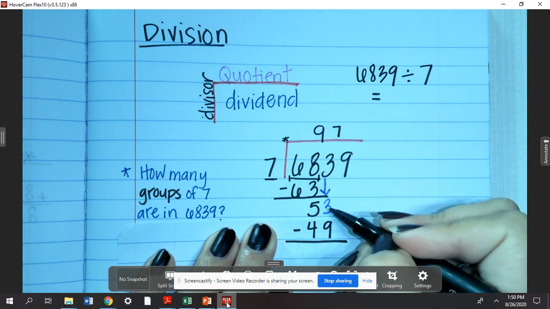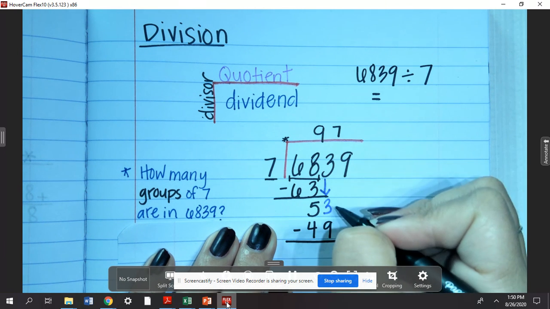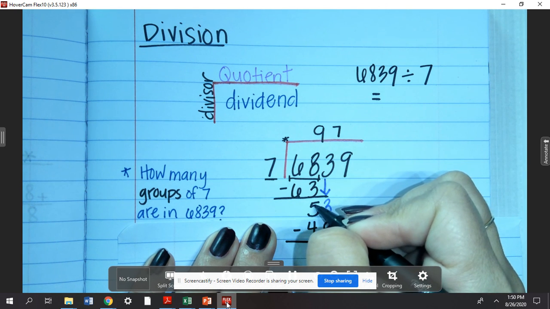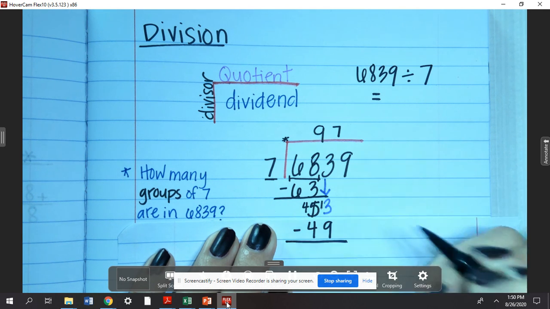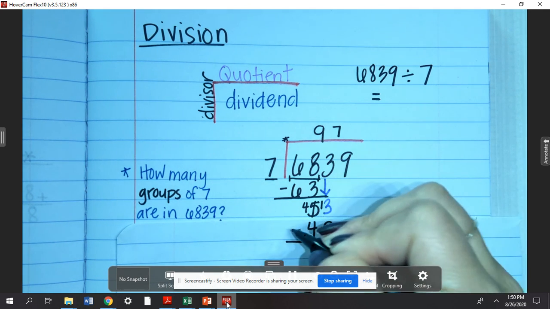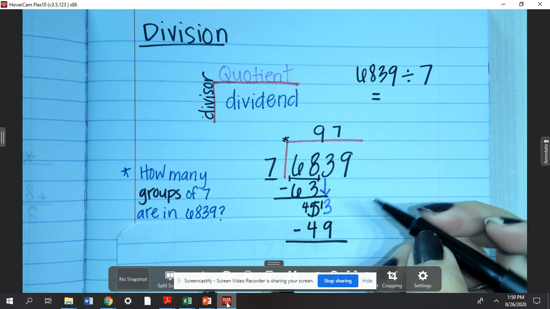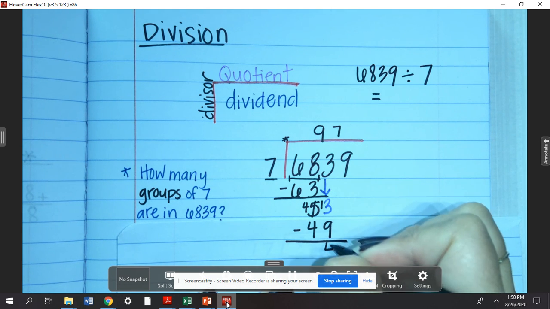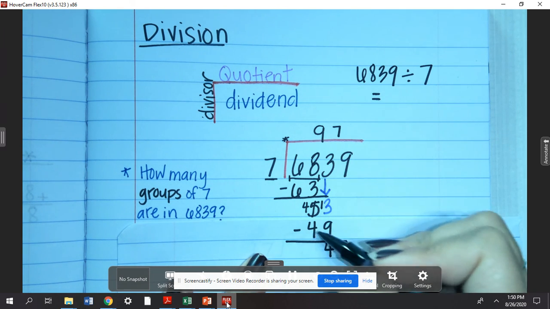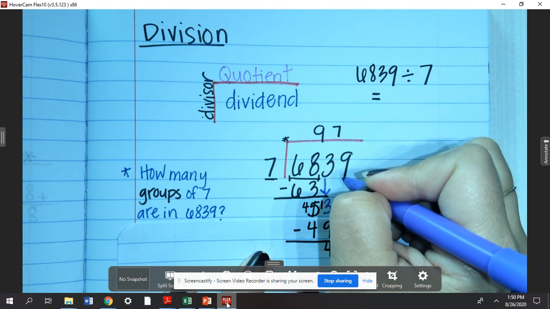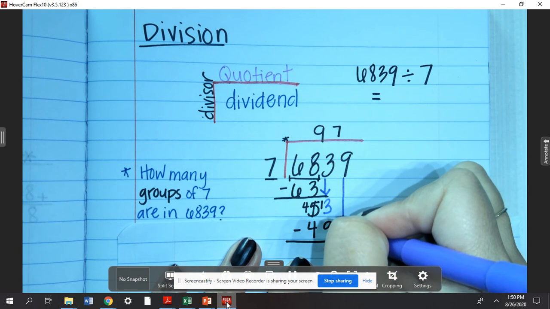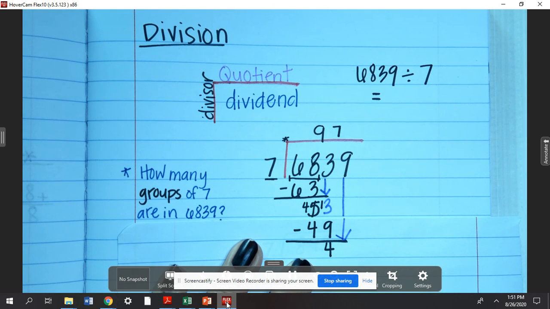So I'm going to subtract. Okay, now I'm going to say 3 minus 9. Now remember, I can't do that. So I'm going to take a 10 from here and bring it over here. So now I have 13 minus 9. Whenever I subtract that, I get 4. 4 minus 4 is 0, so I'm going to leave that alone. Now I'm going to look at my next digit here. That is 9.